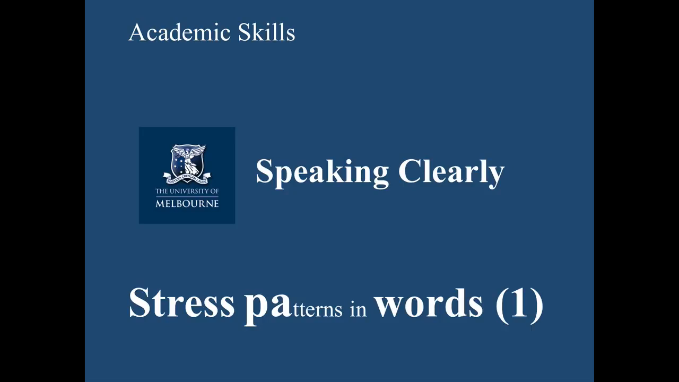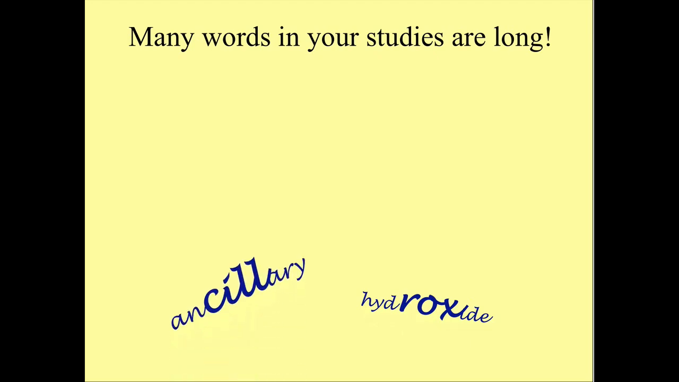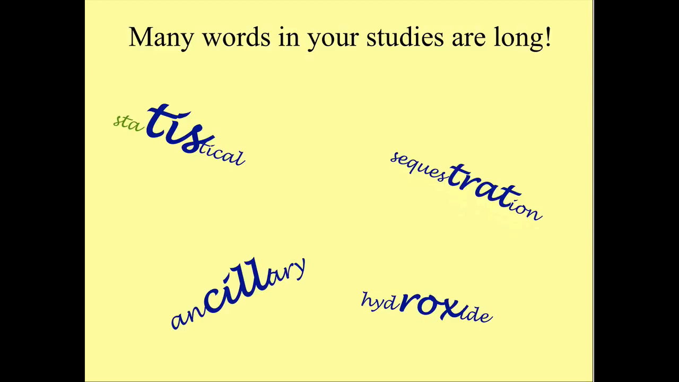This Speaking Clearly video is for students who want to improve their pronunciation in English, and today we're looking at stress patterns in words. Academic English, which is the language of your studies, has lots of long words. Words like hydroxide, ancillary, sequestration, statistical. You'll notice that one part of each word is louder and longer than the other parts. This is the word stress.